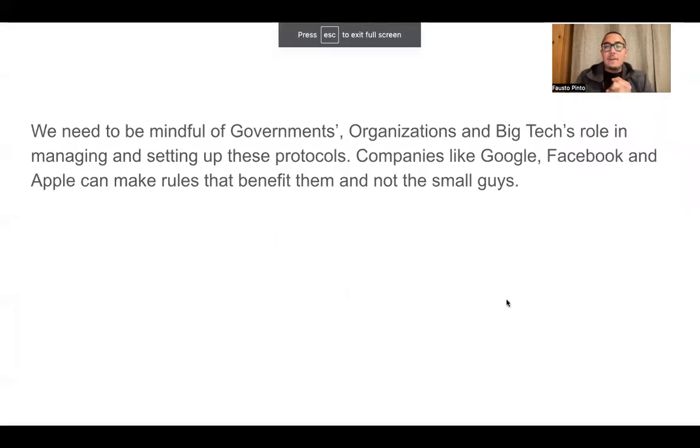All right, we need to be mindful of governments, organizations, and big tech's role in managing and setting up these protocols. Companies like Google, Facebook, and Apple can make the rules that benefit them and not the small guys. These companies have billions of dollars in lobbying money to make the rules, to fight legislation in different countries and in this country as well. Hearings with Congress and all that stuff they fight. They do things that benefit them. Sort of like going back to the thing with the lightning cable. They changed from Lightning when they should use USB-C, which is the standard. And that little fix saves them tons of money, just like how now Apple doesn't include the cables, the chargers, when you buy the phone.